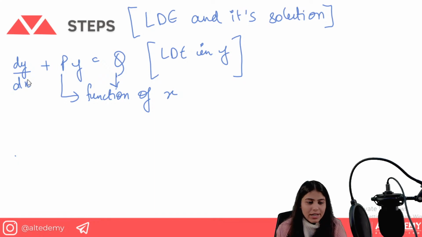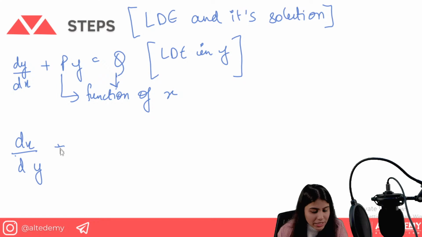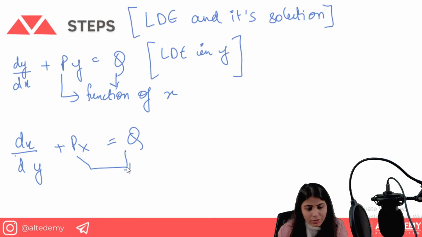Okay, so we will have dy by dx plus py is equals to q, and in the last we will do some JEE questions as well. Okay, Ankit, so dy by dx plus py. Now another differential type, that is dx by dy plus px is equals to q. Now p and q, what will they be here? They will be the functions of y.